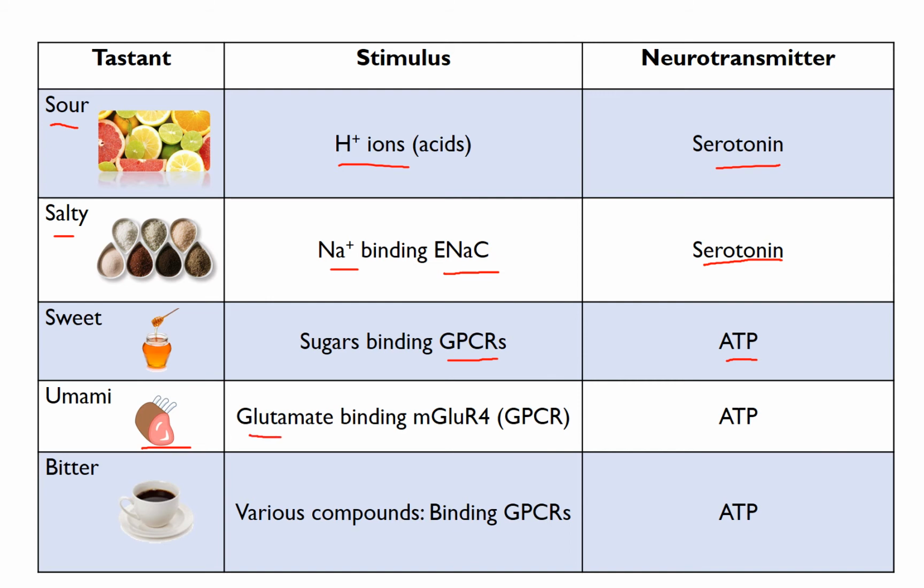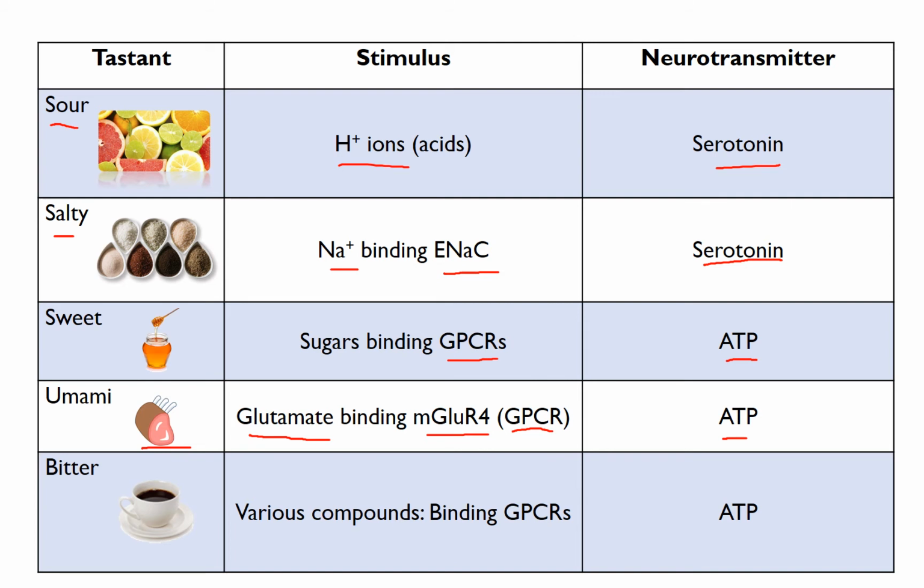The biggest amino acid of note is glutamate, which binds a specific metabotropic glutamate receptor, mGluR4. Now, don't forget that there is a mGluR6, and that is in the eye. That is important particularly in terms of the phototransduction pathway in the retina. So this is a G protein coupled receptor, and again releases ATP.